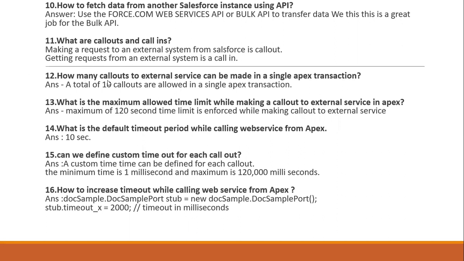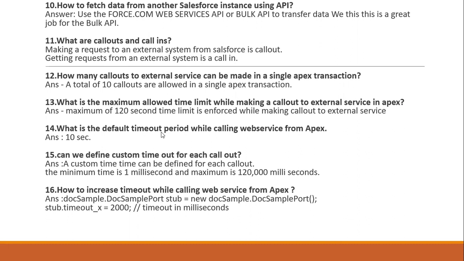How many callouts to external service can be made in a single Apex transaction? A total of 10 callouts are allowed in a single Apex transaction. Next question. What is the maximum allowed time limit while making a callout to an external service in Apex? A maximum of 120 seconds time limit is enforced while making the callout to the external service.